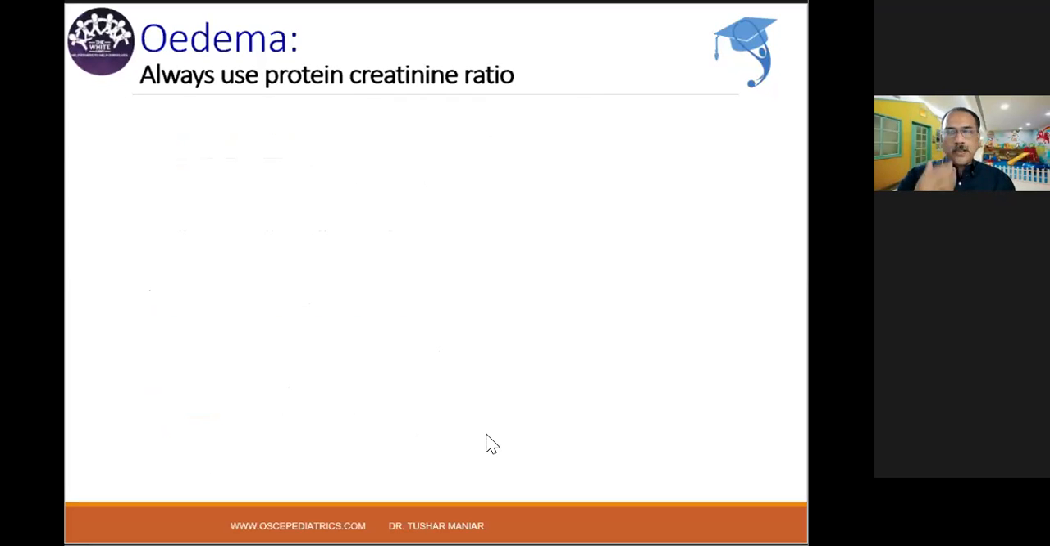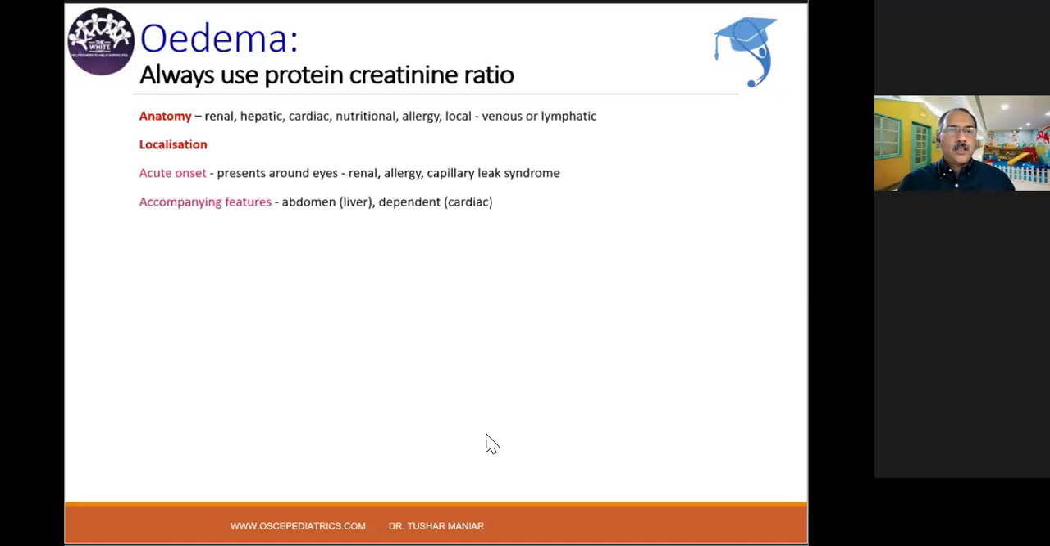For edema, it's important to decide which part or organ system is affected. So we need to make sure whether this is protein energy malnutrition, cardiac edema, renal edema, or allergic edema. Once we are talking about renal, we are looking at localizing it to edema that starts from around the eyes. I'm sorry for the fonts. I hope you can see it clearly.